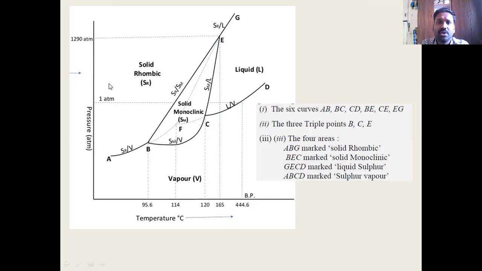First, you write the areas. In this phase diagram, how many areas? Write them as rhombic sulfur, monoclinic sulfur, liquid, vapor. Once you write these phases enclosed in an area, the rest becomes easy. All that you have to do is describe a curve. Now let us take AB. What is AB?